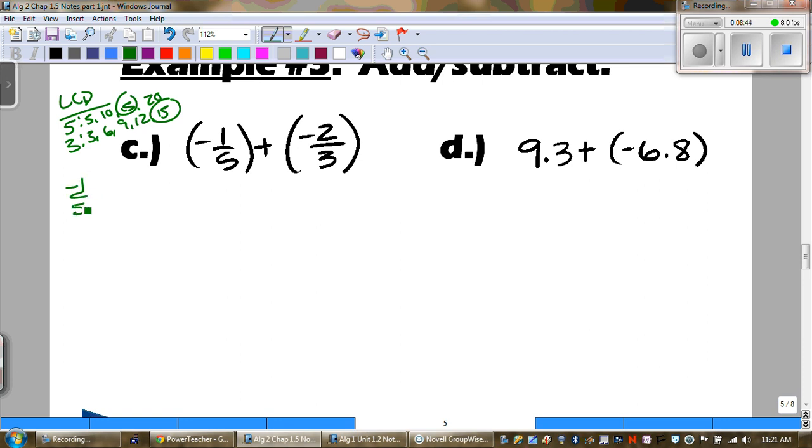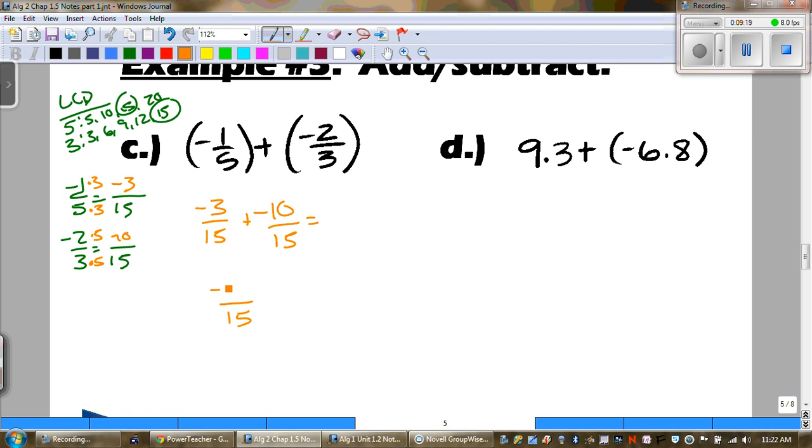So -1 over 5, I have to change that to something over 15, and -2 over 3 to something over 15. So we multiplied the 5 by 3, so we multiply the 1 by 3. Multiplied the 3 by 5, multiplied the 2 by 5. So we get -3 over 15 plus -10 over 15. And when you combine those, the denominators stay the same, and you add the numerators. So you get -13 over 15.